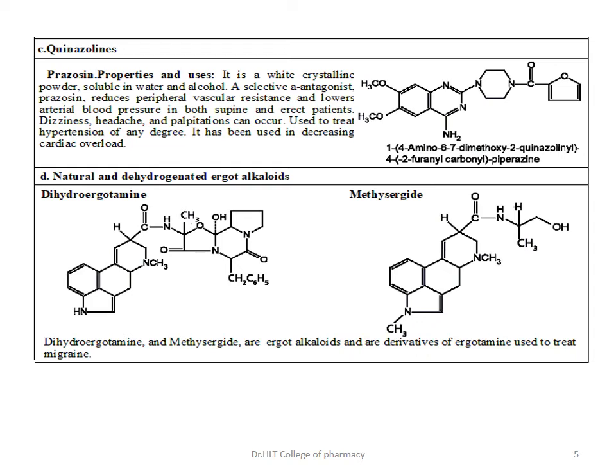decreasing cardiac overload. The next category is ergot alkaloids, that is natural and dehydrogenated ergot alkaloids. The examples are dihydroergotamine and methysergide. Both are ergot alkaloids, and these ergot alkaloids are derivatives of ergotamine used in the treatment of migraine.